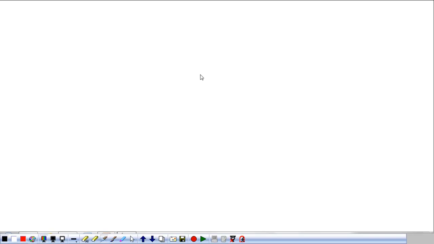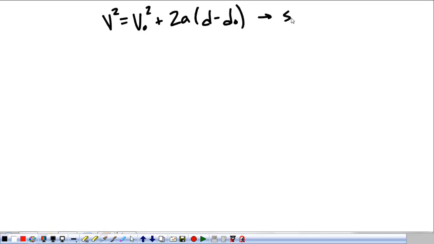The equation that we're looking at this time is v squared equals v0 (that's all one variable, and that thing is squared) plus 2a times d minus d0. Again, d0 is its own little variable. And what I want us to do with this equation is solve for d, the first d right there.